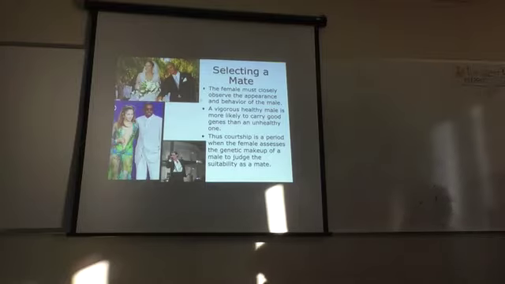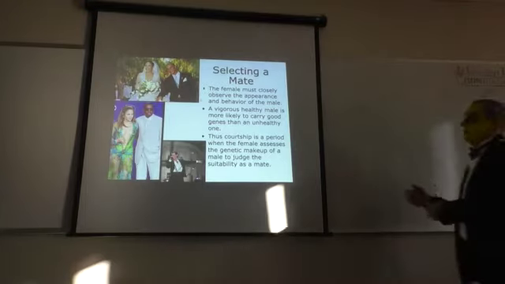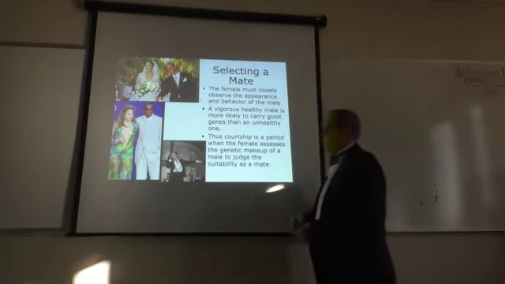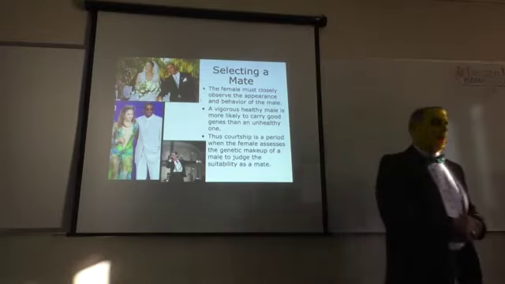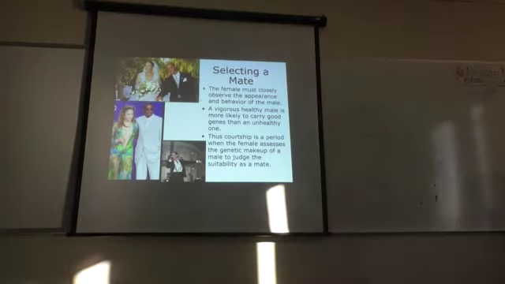The female must closely observe the appearance and behavior of the male. A vigorous, healthy male is more likely to carry good genes than an unhealthy one. Thus, courtship is a period when the female assesses the genetic makeup of a male to judge his suitability as a mate. And this is one of the reasons why people don't just come together and get married. It just doesn't work that way. Usually they observe each other over a period of time.